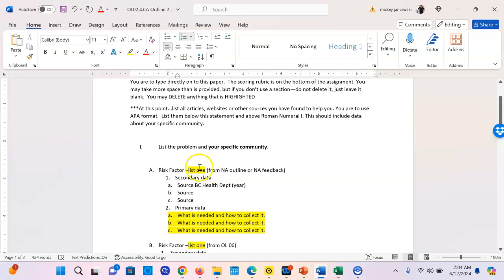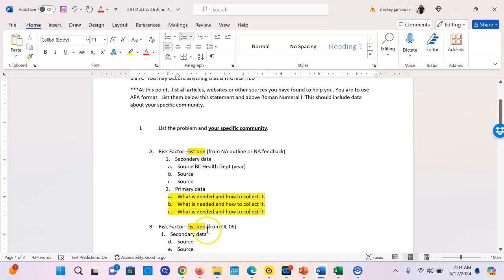So after you list your sources for whatever that risk factor is, you then have to communicate what primary data is needed and how you would collect it. So for example, focus groups to discuss X, Y, and Z. In-person interviews set up at local churches and synagogues and mosques to discuss ABC. So you need to be very clear on how you're going to collect that primary data. I expect you to use the terminology from the class lessons on community analysis and primary data.